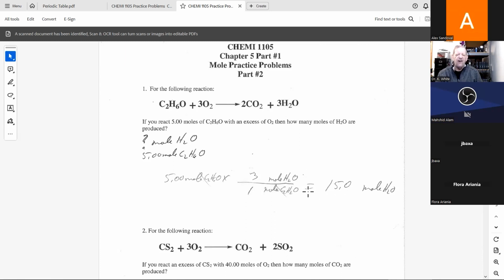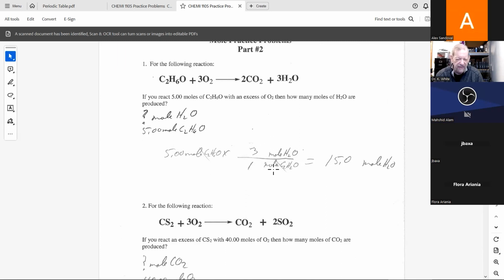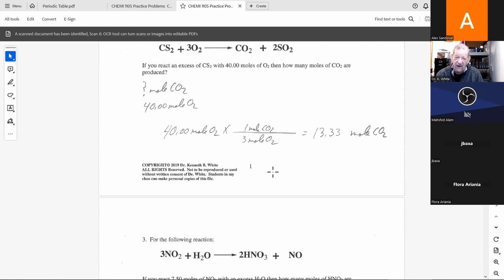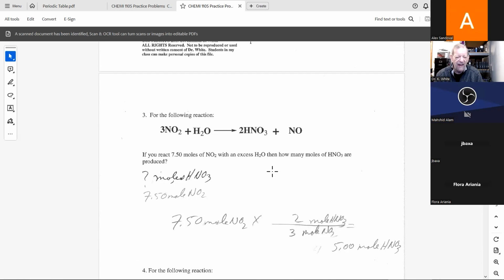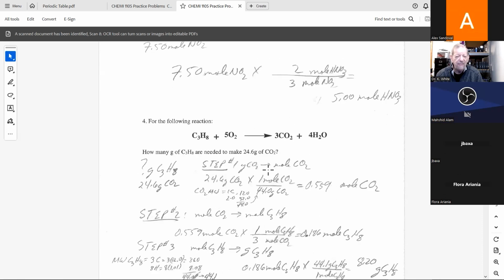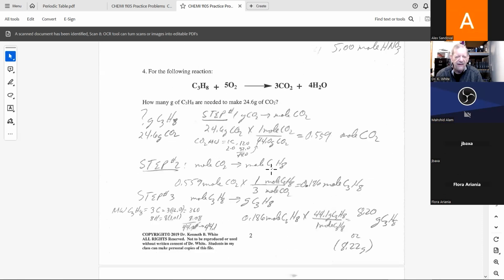Now, this is going from moles to moles. Now, in real life, I can't go out and measure moles. But what I can do is the following, number 4.